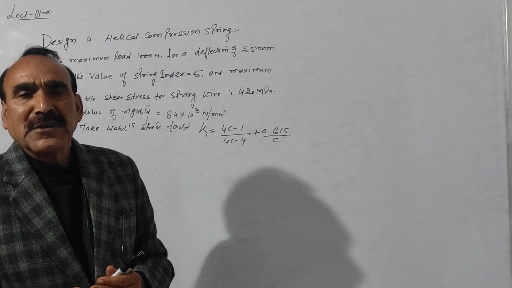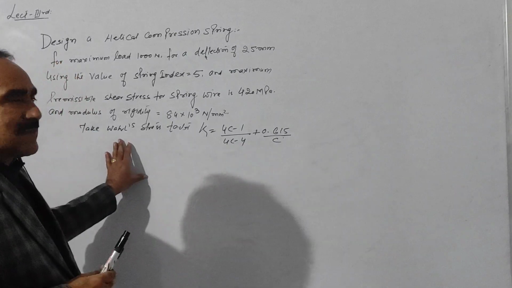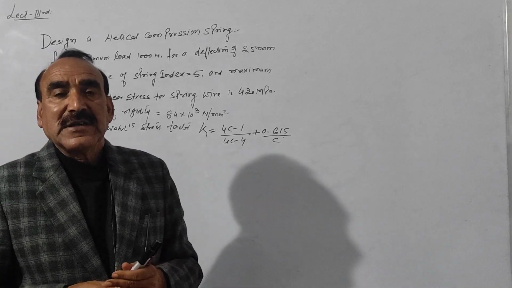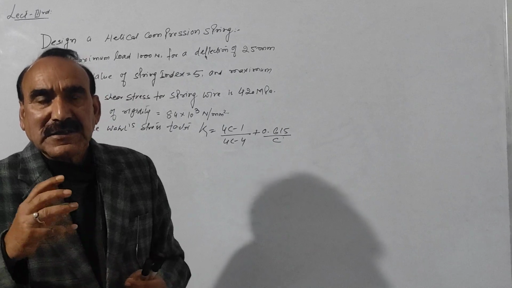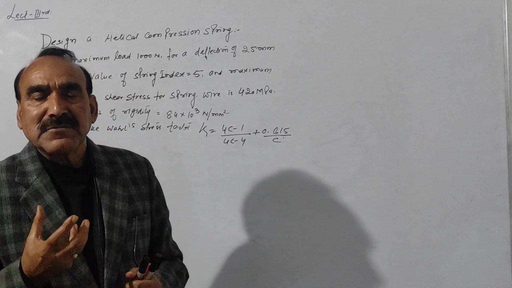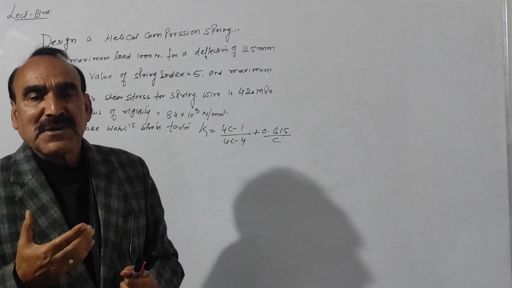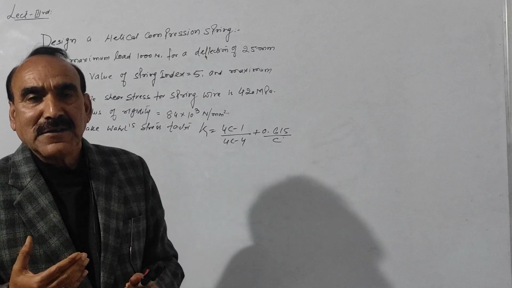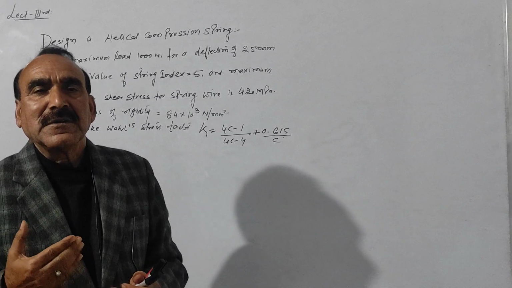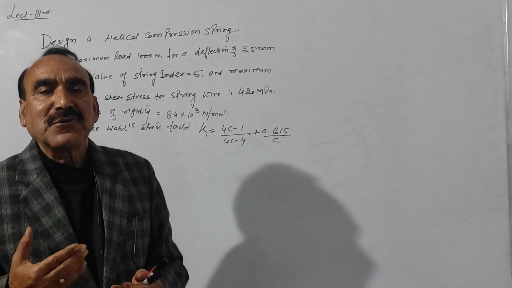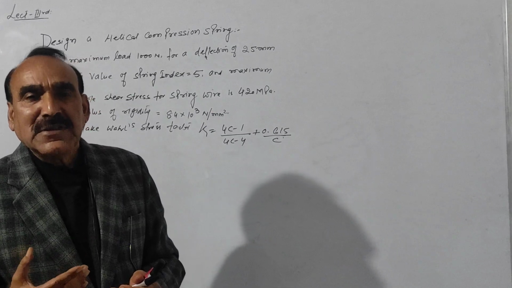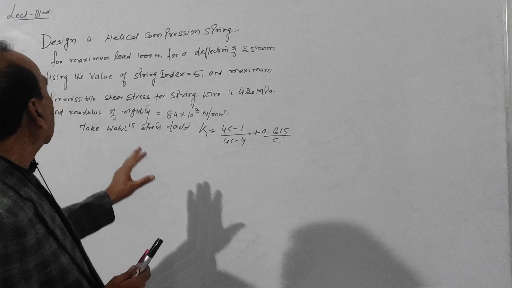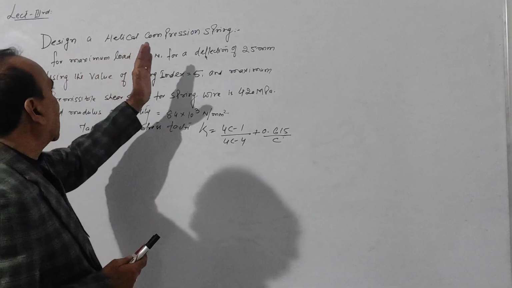The second one is, what do you have to do? After calculating this, you have to calculate the number of turns of the spring coil, the number of turns, how many turns there are. After the number of turns, you have to calculate the deflection or the free length, and the pitch. So these are the parameters that you have to design during the complete design of the helical compression spring.